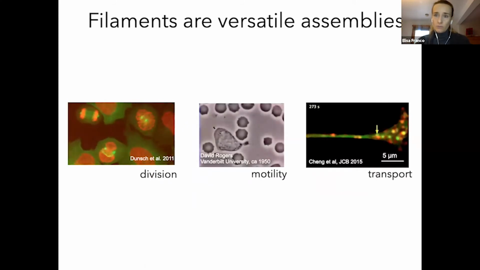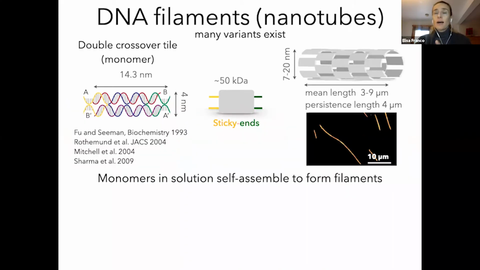So the equivalent of this in DNA nanotechnology is DNA filaments that we call tiles. And let me tell you, there's many variants of DNA filaments. I'm going to focus on one particular class because it's very well studied, and it allows us to achieve very fine control over how they assemble and disassemble.